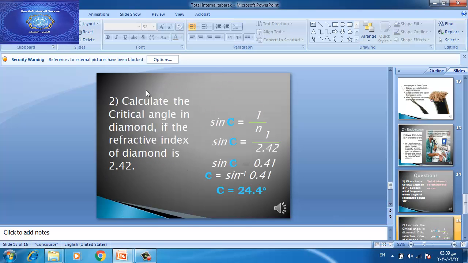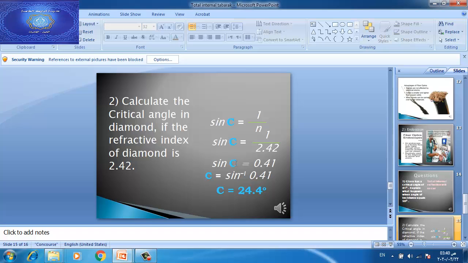Second question. Calculate the critical angle in diamond if the refractive index of diamond is 2.42. To calculate the critical angle, what will we do? We will use the formula of the critical angle, which is sin C equals 1 over n. Sin C is unknown, and the refractive index here equals 2.42. So sin C equals 1 over 2.42. Sin C will equal 0.41.